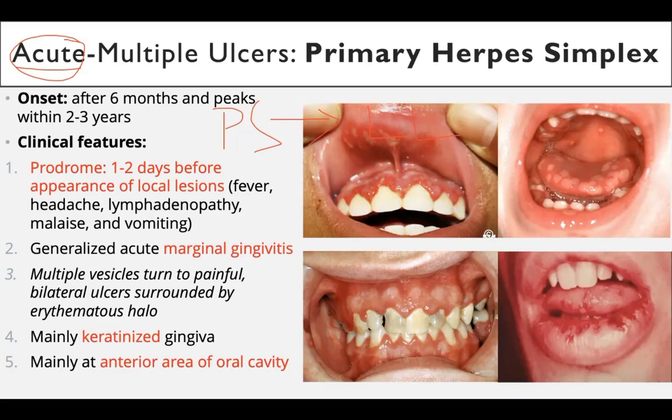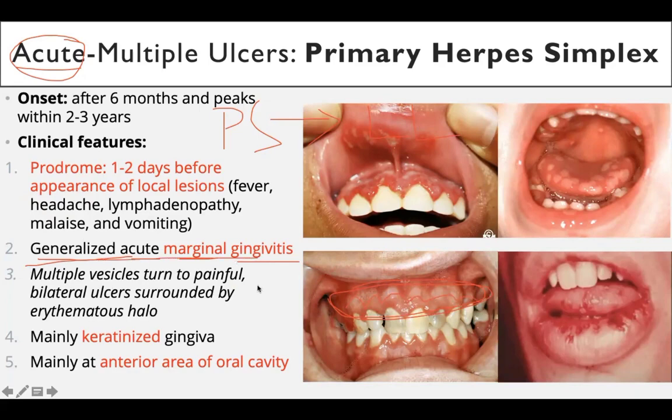And then you look at generalized lymphadenopathy, for example, especially cervical, and there is malaise and an ill-looking, febrile child. So maybe primary herpes simplex virus. Okay, good. And then after that, generalized acute marginal gingivitis. So we have generalized spreading all along the gingiva, and then marginal gingivitis along the margin.